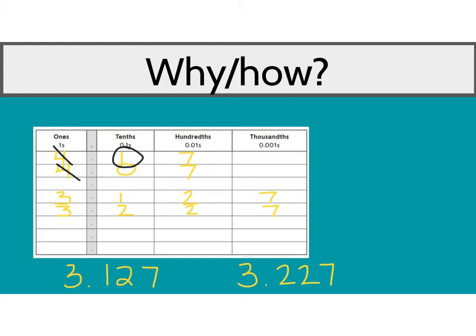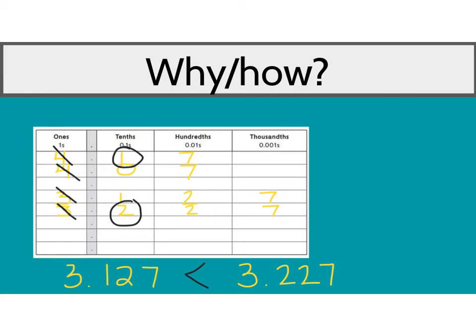And now when we look at each of those columns, starting with our ones, we're going to cross those out because they are the same digit. Notice what happens very quickly when we go to the tenths place. My 2 is larger than my 1, so that means right now I'm done. I can figure that out very quickly. 3 and 127 thousandths is less than 3 and 227 thousandths.